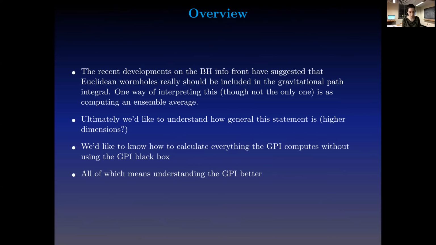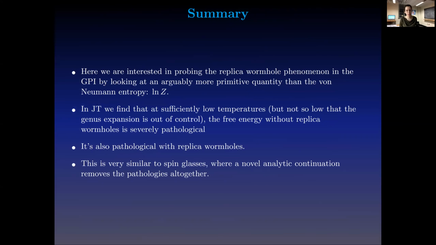And in my opinion, this is sort of the single most important thing that we should be working towards right now, at least one of the most important things we could be working towards. Now, in this particular paper, we were interested in probing the replica wormhole phenomenon in the gravitational path integral by looking at what you might call a more primitive, a more fundamental quantity than the von Neumann entropy, which is the generating functional.